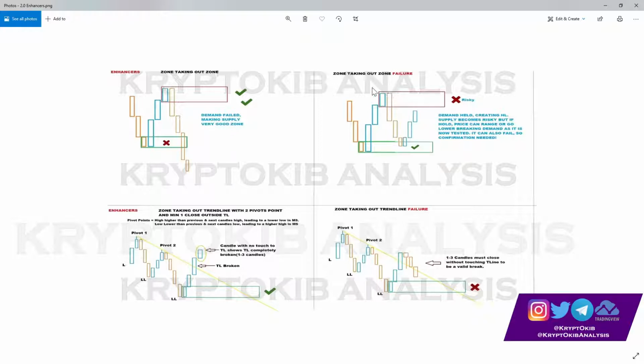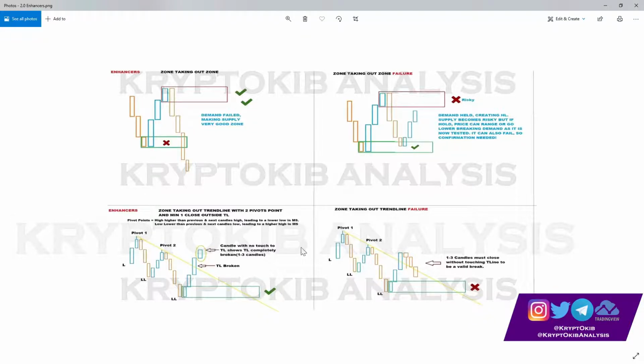And here it's a failure, where you have zone taken out zone failure, where you have demand and you have a supply created. You expect the supply to hold, yes, because it is a rally base drop. This is a drop base rally base drop. So that is a supply. This is a demand. But it comes and the demand fails. What do you expect here?